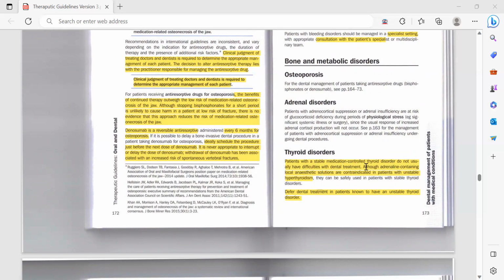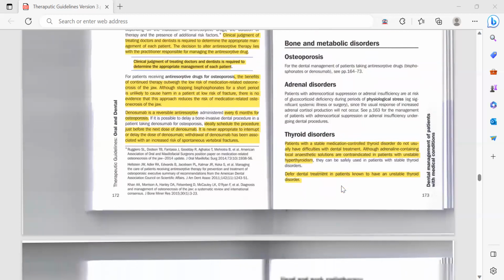Although adrenaline containing LA solutions are contraindicated in patients with unstable hyperthyroidism, they can be safely used in patients with stable thyroid disorder. So if the patient has a thyroid disorder, either hypo or hyper, it doesn't matter, we can treat him in the general operatory, but it should be stable. If it is unstable, then you cannot even give him the local adrenaline containing LA solution. First we need to stabilize his thyroid level, and only then should we perform the treatment.